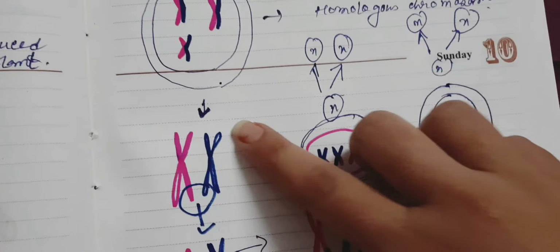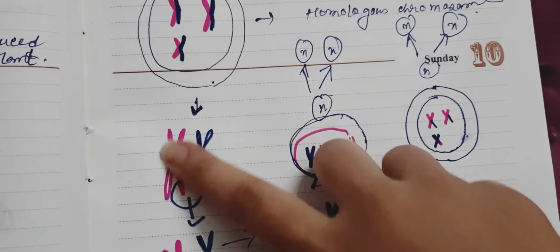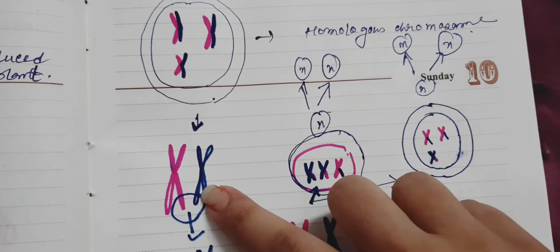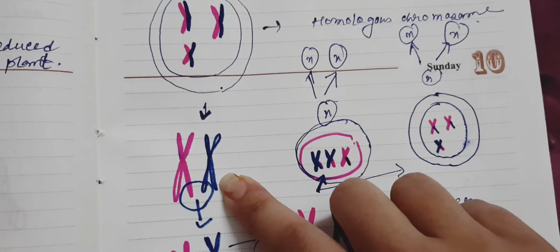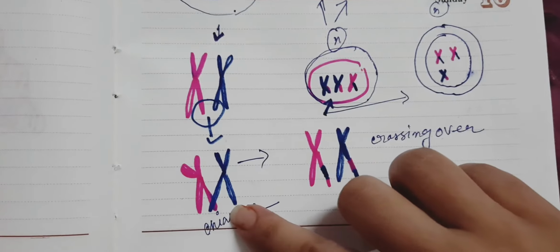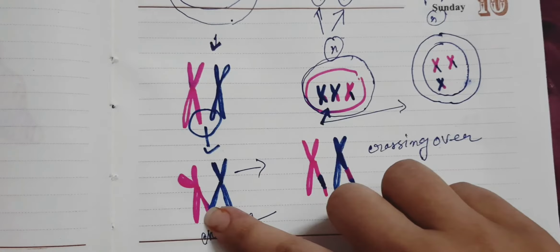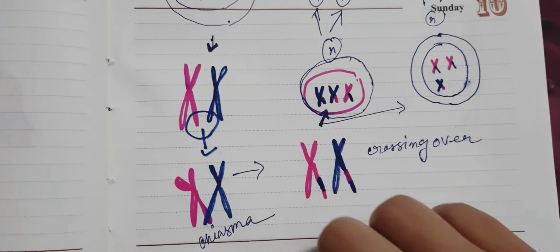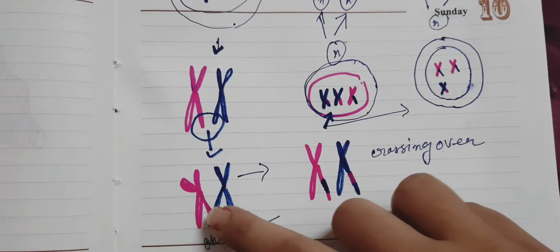Now there is an exchange of genetic material, and that process is known as crossing over. If this one is a paternal chromosome and this one is a maternal chromosome, there will be an exchange of genetic material, that means an exchange of genes. An X-shaped structure is formed, and that is known as chiasma. This is the arm of the paternal chromosome, and this is the arm of the maternal chromosome. Within this X portion, the chiasma, there is the exchange of genetic material.